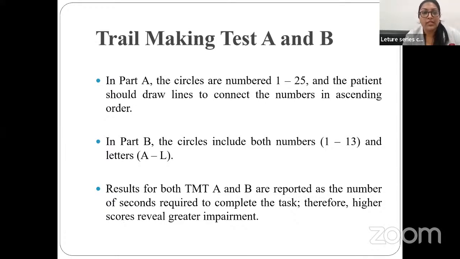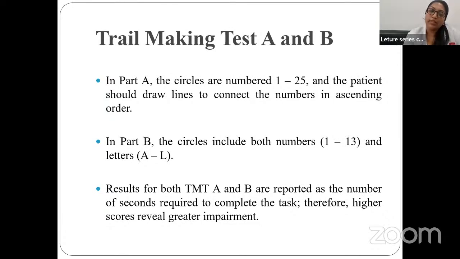In part B, the circles include both numbers 1 to 13 and letters A to L. This is a more complex form where both numbers and letters are jumbled on the sheet. Now we will ask the patient to connect one number with one alphabet. That is, 1 will be connected to A, then A will be connected to 2, 2 will be connected to B, B will be connected to 3, and so on. So in this case, more mental flexibility and more attention span is required.